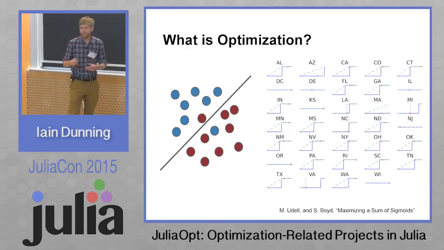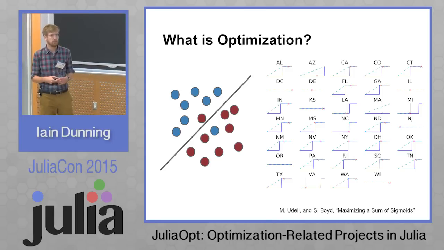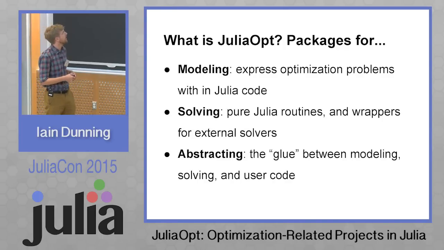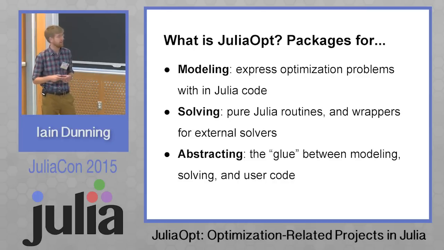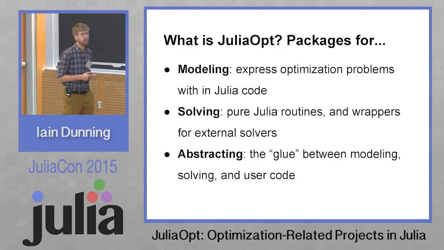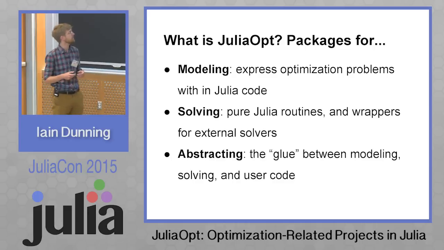Anyway, that's what kind of things we think about, and what JuliaOpt is packages to enable these things to be done. So we have modeling packages, so ways to express your optimization problems in code in Julia in a way that's user-friendly. Ways to solve optimization problems, so that's pure Julia solvers, but also wrappers around the wide array of high-performance and well-tested and well-resourced external solvers.